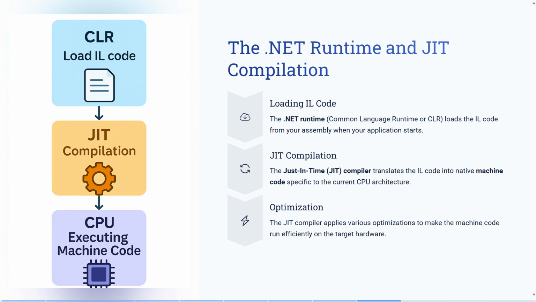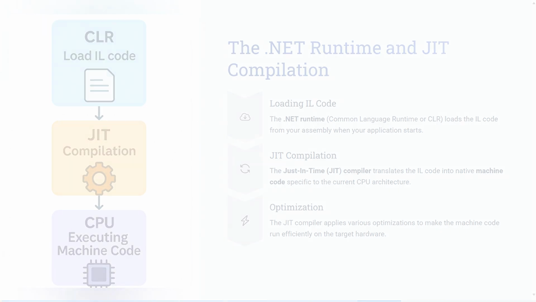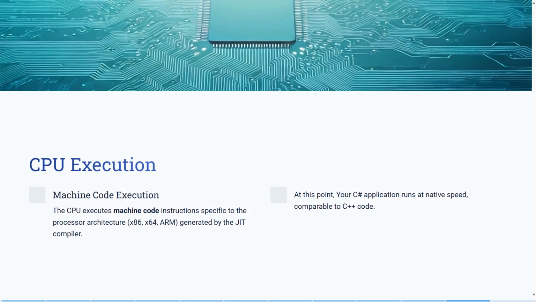Once a method is compiled to machine code, the runtime caches this native code, so it doesn't need to be recompiled on subsequent calls. And the final step in the process is when the CPU executes the machine code generated by the just-in-time compiler. This machine code consists of low-level instructions specific to the processor architecture, like x86, x64, or ARM.